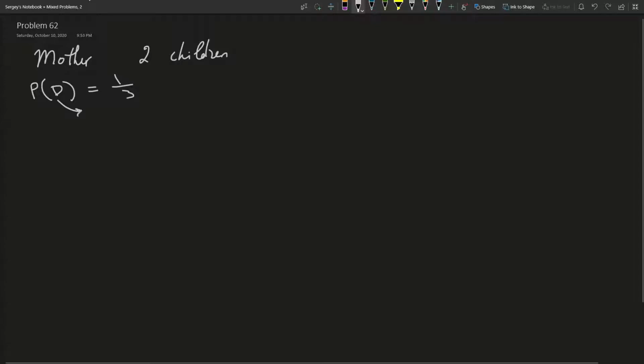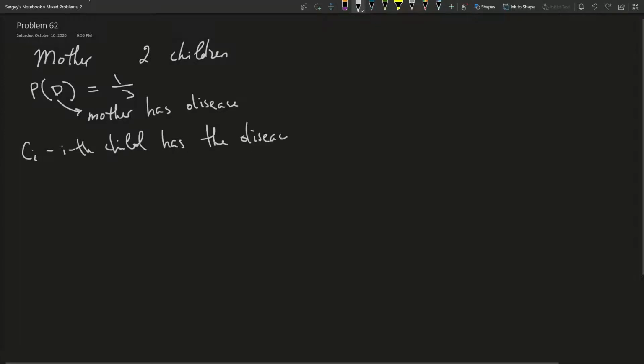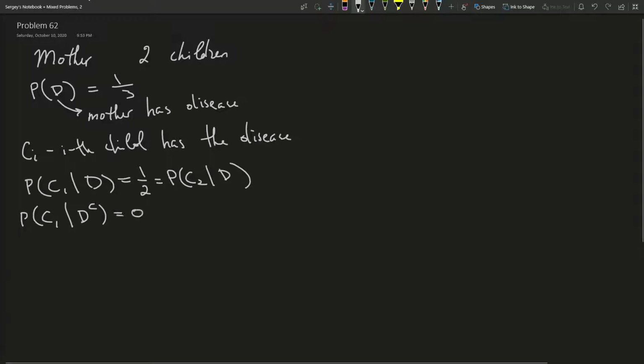we're going to let D signify the event that the mother has the disease. We're also going to label Ci the event that the ith child has the disease. And we're told that given that the mother has the disease, the probability of each of the children having the disease is 1/2, independent of each other. We're also told that if the mother does not have the disease, then the children cannot have the disease. So the probability that the children have the disease given that their mother doesn't is 0.